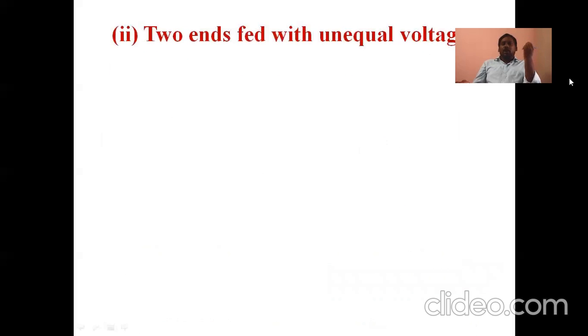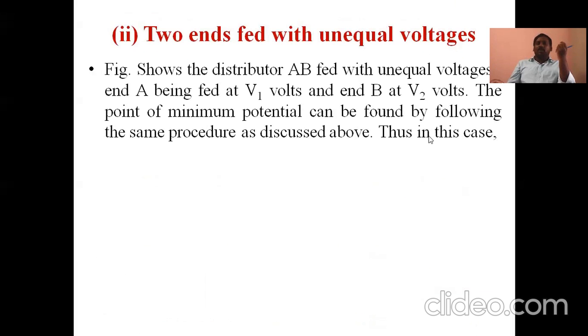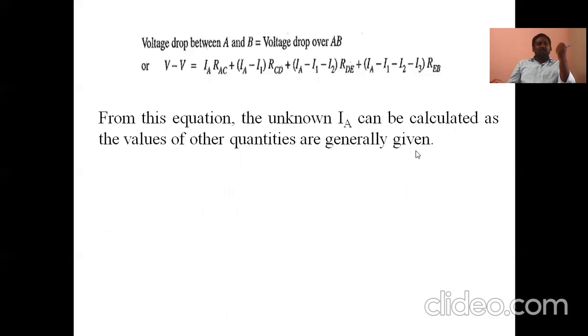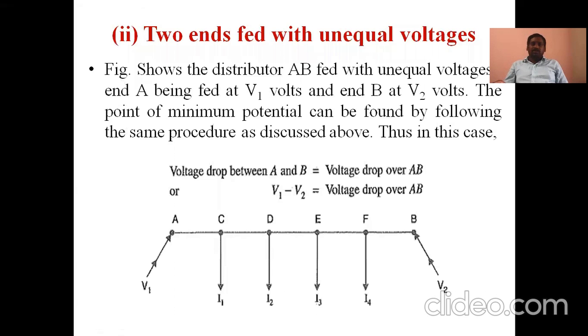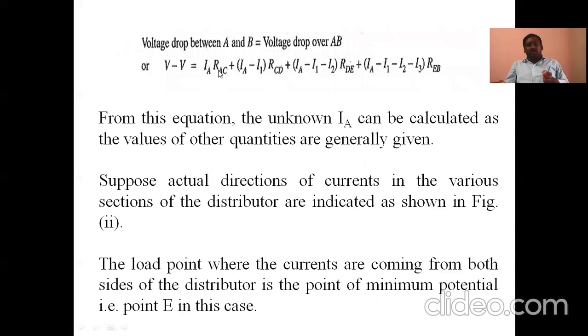But for unequal voltages, what happened here? Simply the same equation, but here some constant value is applied. So like this we can calculate that. See, V1 minus V2 is the voltage drop over AB. The remaining analysis is as usual. The current analysis is the same, and this equation is the same. Is that right? From that we can calculate.